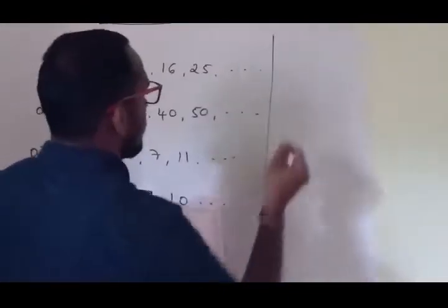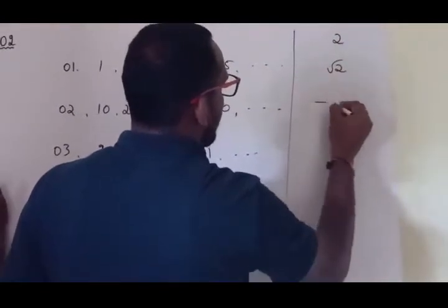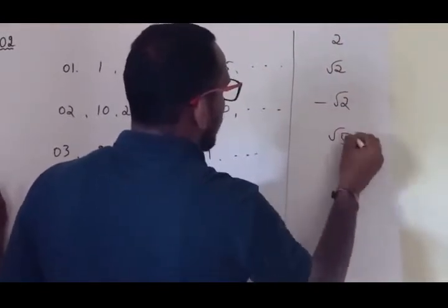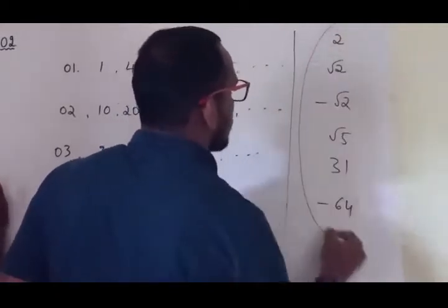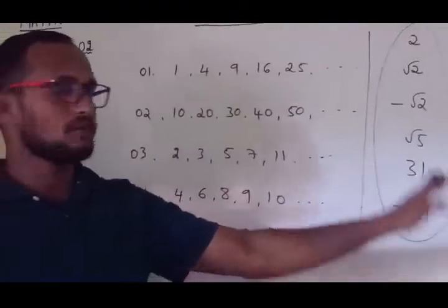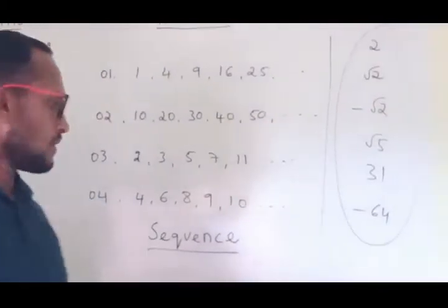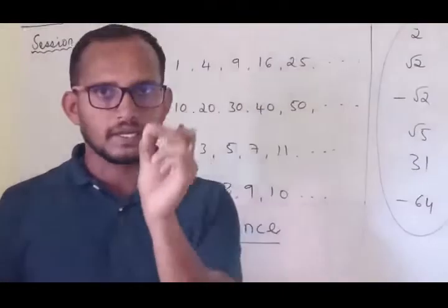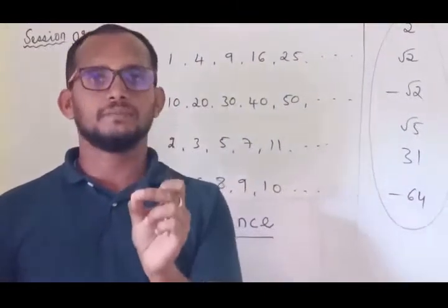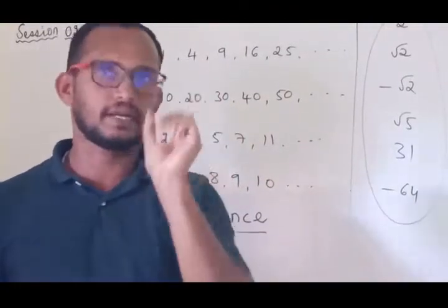Suppose I write numbers like this: 2, root 2, minus root 2, root 5, 31, minus 64. These are a collection of numbers, but they are not a sequence. Why is it not a sequence? Because you can't find any rule there. So now let's define what a sequence is. I'm repeating, a sequence is a collection of numbers having some rule, or a definite rule, you can call it.